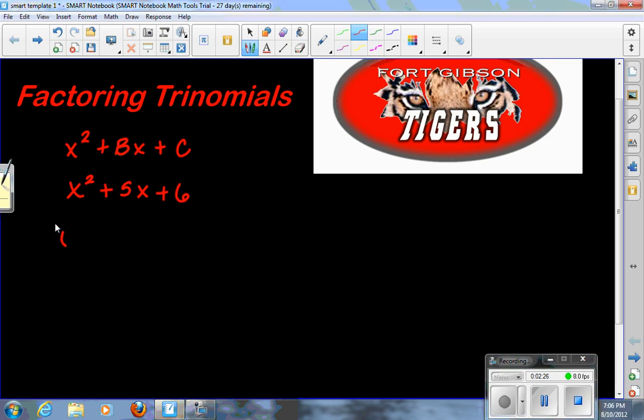So what you're going to do is you're going to set yourself up a shell. Your shell is going to look like this. You're going to go ahead and fill in the two things that go in here. Okay, so if we're going to undo FOIL, first times first must give me this. So that's usually just an x and an x, or a y and a y, or a b and a b, or whatever your variable is. That's what goes here and here. Okay, so first times first is pretty easy. Also, last times last is pretty easy.